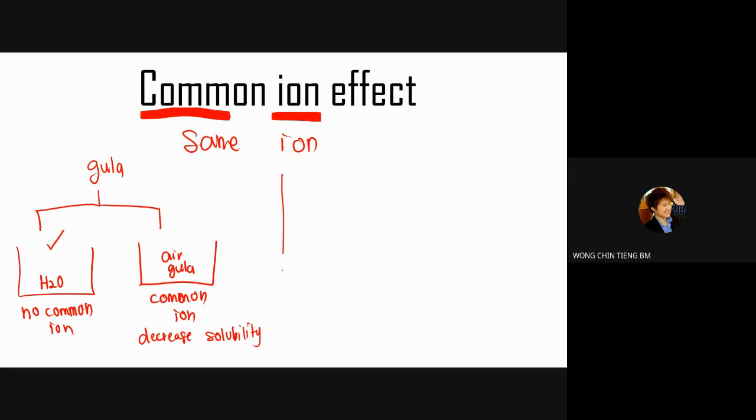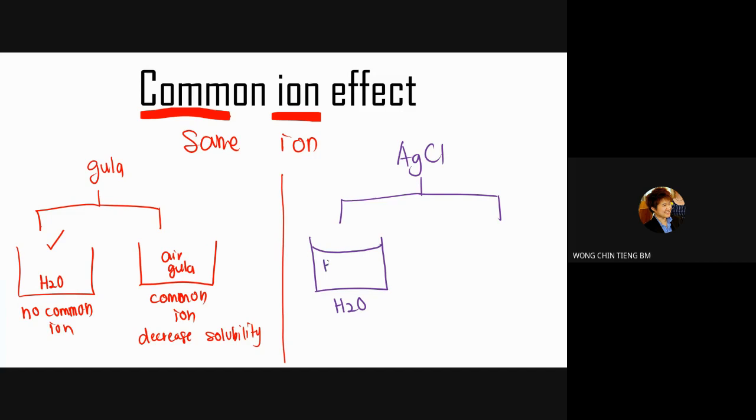Dalam contoh yang kita ada, my partially soluble salt, kita guna yang senang. Again, I have my AgCl. I dissolve in 2 beaker. Same thing. Satu pure water, H2O. So kita tahu H2O bermakna dalam beaker kita sayang, kita hanya ada H plus, OH minus. Setuju? Dia ada ion tau, tapi bukan ion yang sama.